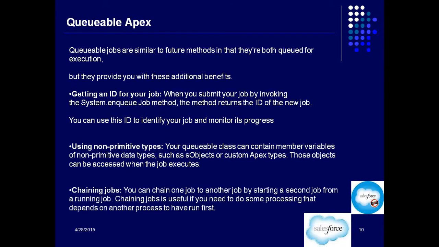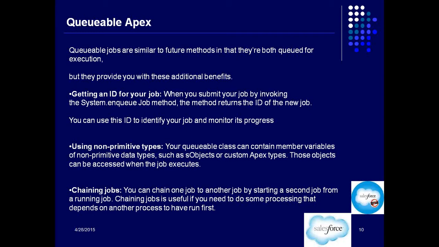The third advantage of queuable Apex is chaining jobs. Because queuable Apex is a class, you can put chaining jobs here. What is chaining jobs? At the end of one class, you can just call the other class. Let's say there is a queuable class that has 3 methods. After those 3 methods, you can write a 4th method which calls another queuable class. So if you have some process to execute only after one of the processes has got executed, you can do that.